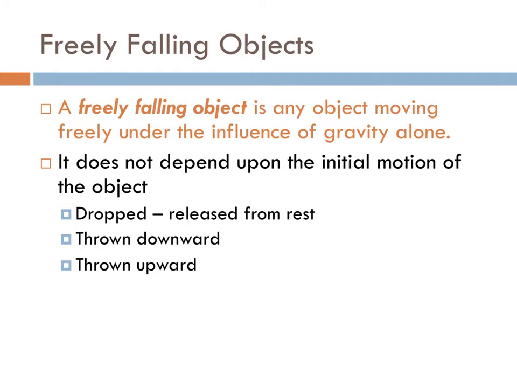So remember that a freely falling object is any object moving freely under the influence of gravity alone. Again, we are ignoring the effects of air resistance in this case. It also doesn't depend upon the initial motion of the object. So different situations we're going to look at are something that is just being let go or released from rest, something that is thrown with some velocity downward, and something that is thrown with some velocity upward.